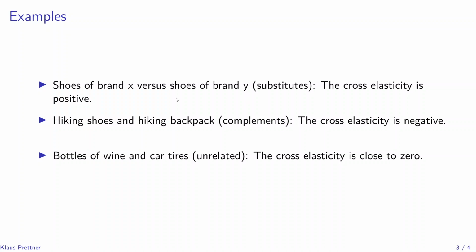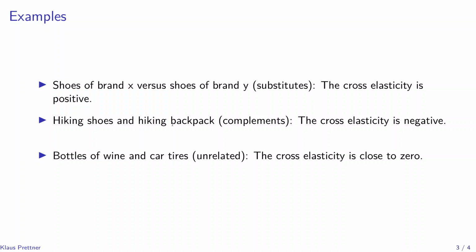So let's look at some examples. The first one here is that you have two different brands of shoes, X versus Y. So these are clearly substitutes. The cross elasticity in this case would be positive, which means that if the price of good Y increases, so if the brand Y becomes more expensive, then people would substitute brand X for brand Y, so they would consume more of brand X. Therefore, the cross elasticity would be positive. So a percentage change in the price of Y induces a positive percentage change in the demand for good X.